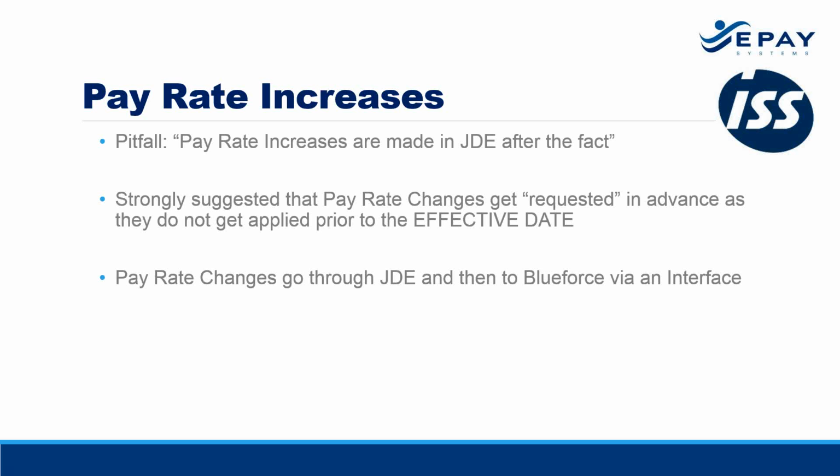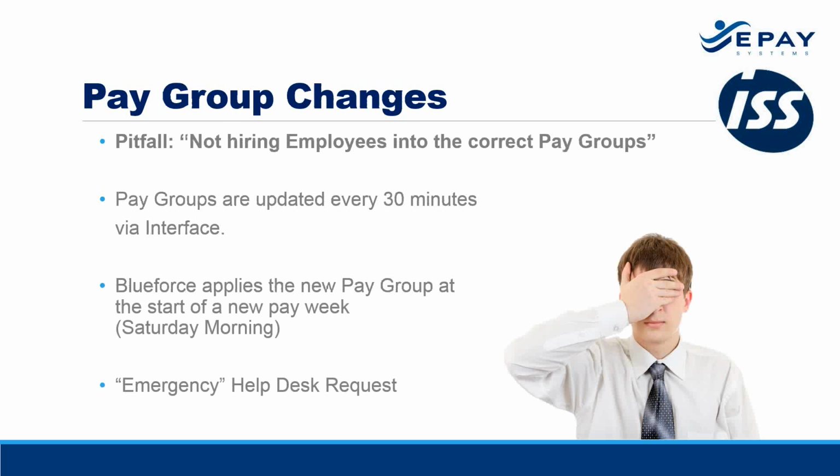That was the pitfall as it relates to pay rates. The other pitfall we often get into deals with pay groups. Now, pay groups are nothing more than different groups of rules and situations that affect a certain group of employees. So a pay group is just a grouping of employees with like rules, and we use rules like lunch rules or OT rules or, more than anything, union rules. So the pitfall as it relates to pay groups is not hiring employees into the correct pay group.